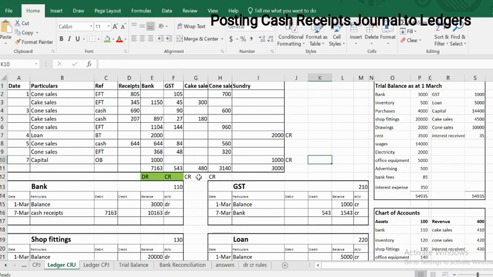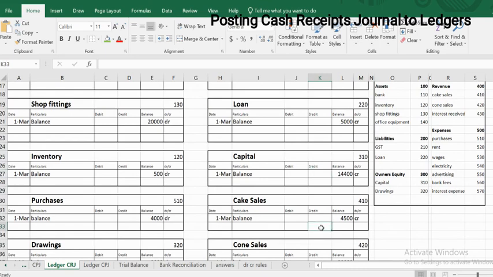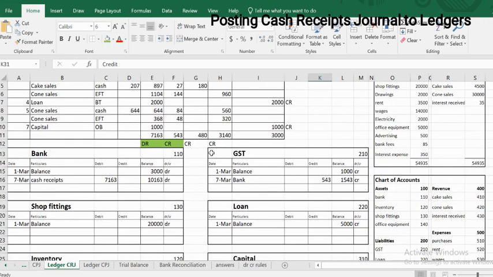Okay, cake sales is my next one, and it's a 480 credit. So I'm going down to cake sales, and I've got 480 in the credit. It has its own column, so I'm going to use the final date. I'm going to write bank. Remember, all the others we use bank, except for the bank where we use cash receipts, cash payments. So this here is a credit. I'm crediting it more, so it's going to be 4980 and credit. Looking up, done that, tick it off.